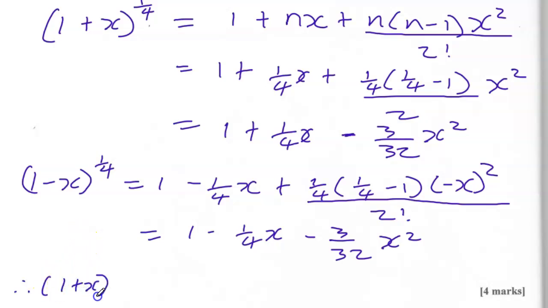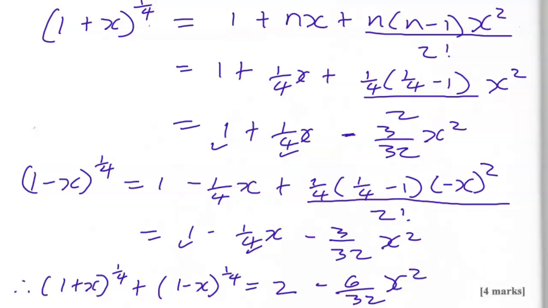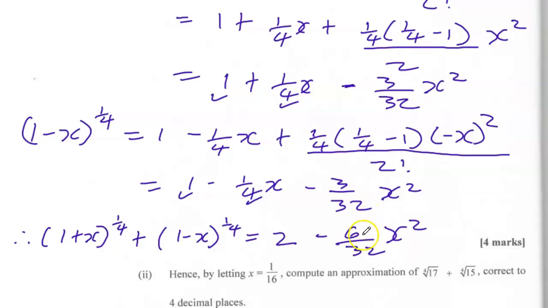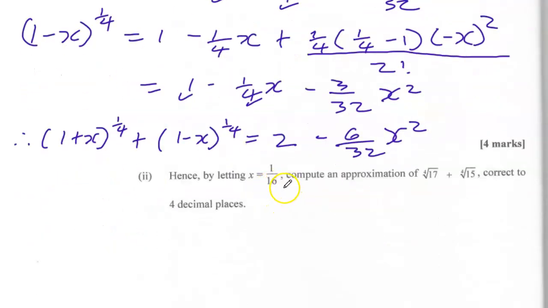So we add (1 + x) to the power of a quarter plus (1 - x) to the power of a quarter, and we can add the like terms. If we add the constants, 1 plus 1 is 2, and then a quarter x plus negative a quarter x is 0, and then minus 3 over 32 x squared plus minus 3 over 32 x squared is minus 6 over 32 x squared. You can always reduce minus 6 over 32 by dividing by 2 to get minus 3 over 16. Let's continue.